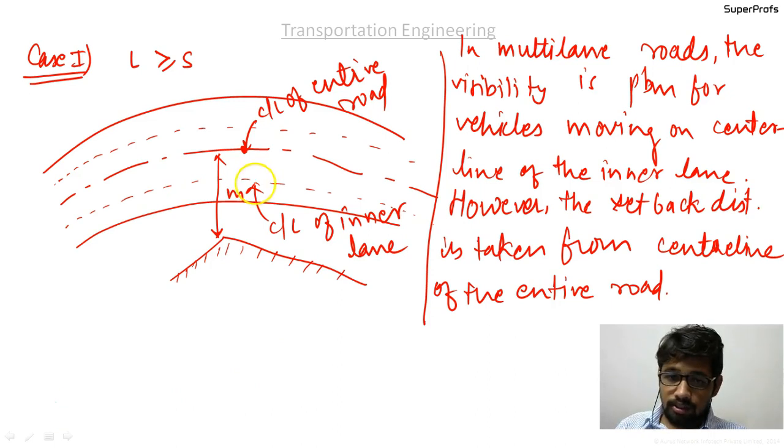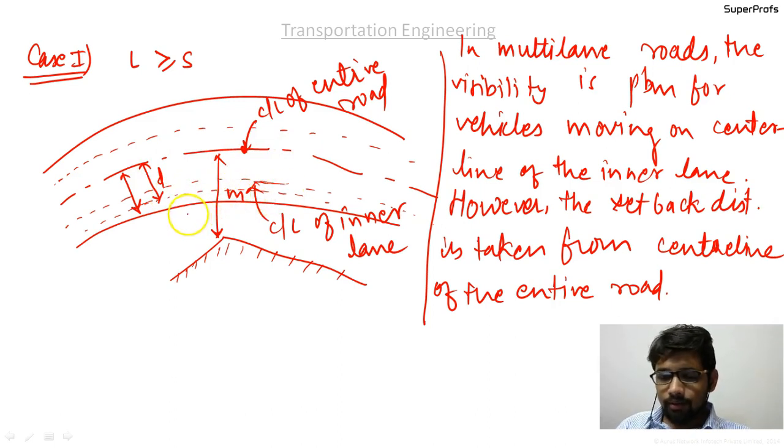No, this is not the center line of the inner lane. These are the two lanes, and the center line of the inner lane will be this one here somewhere. Let us say that d is the distance, not this much, this much. Guys, please draw it carefully. D is the distance between the center line of the entire road and the center line of the inner lane.